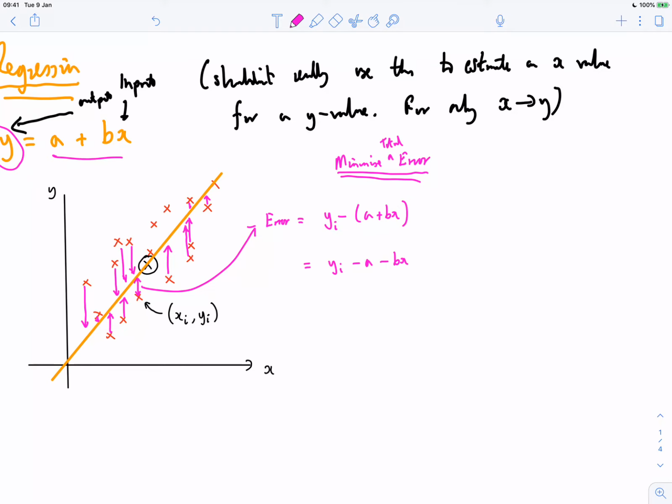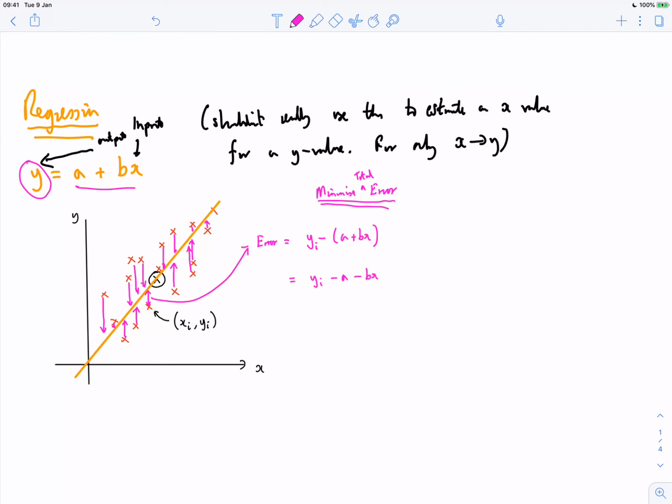I mean, if you wanted to do a regression line from an x perspective, then you'd flip this all over and be looking at horizontal distances, but we're not going to do that, we're just going to be looking at y. Then to minimize the total error, we want this total error to be as close to zero as possible, right? I mean, it won't actually be zero unless this is a perfect straight line, but we want it to be as close to zero as possible.